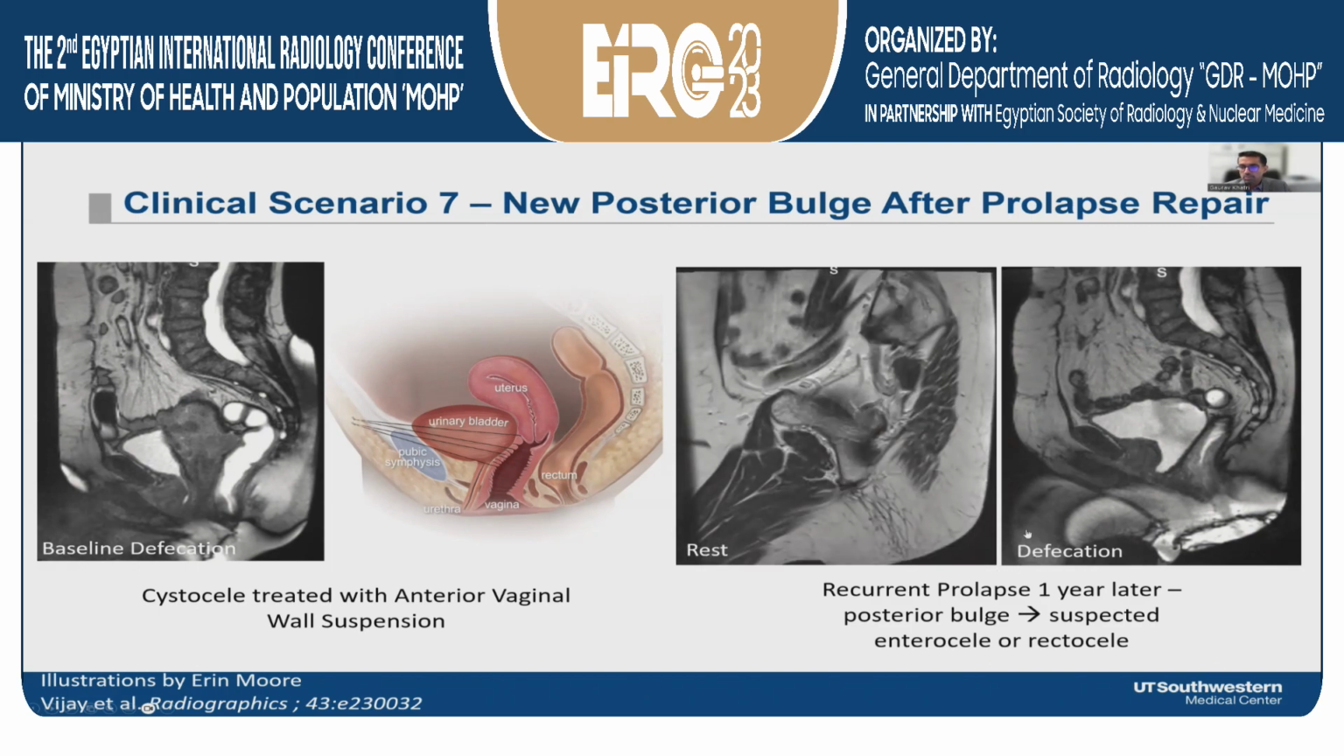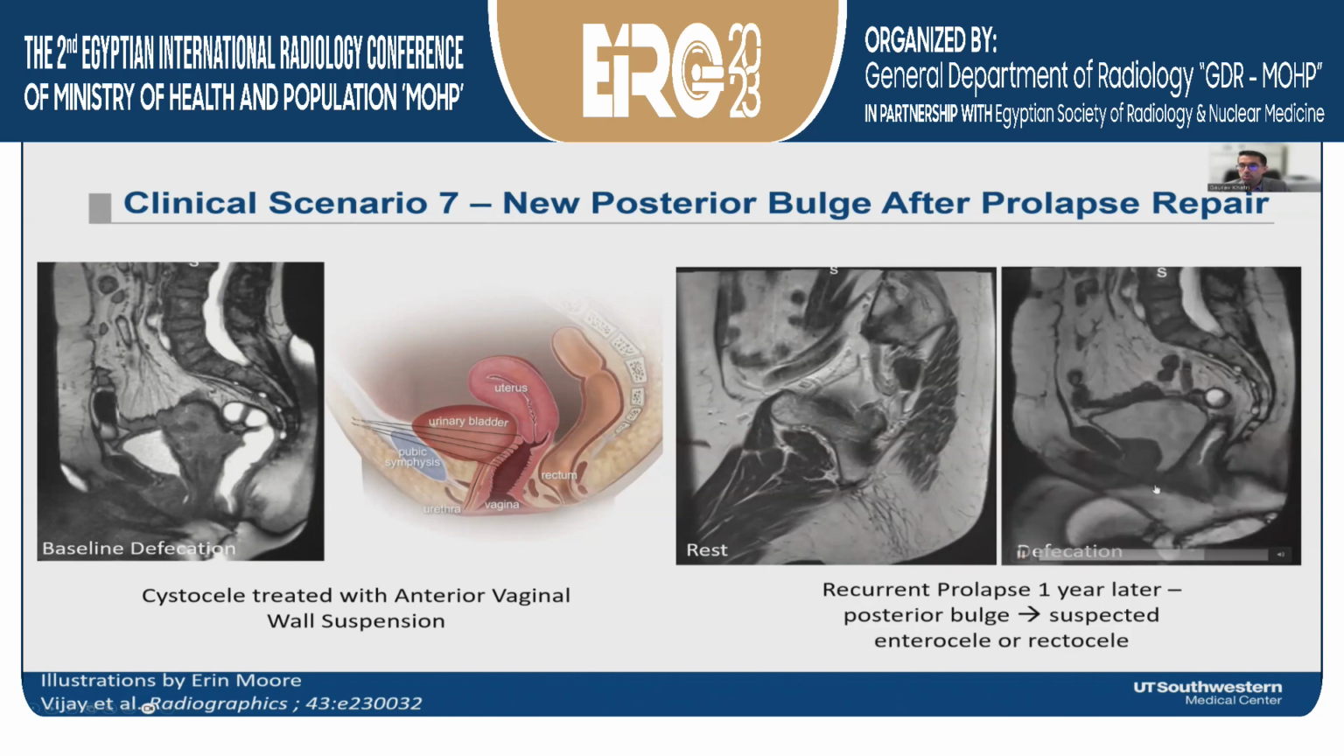But then the patient presented with prolapse again. So the patient presented with posterior prolapse behind the vagina. It was suspected to be enterocele or rectocele, but as we look at the defecography, we actually see the bladder is what's prolapsing behind the vagina.